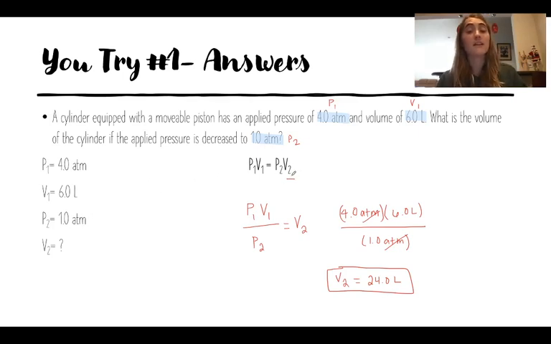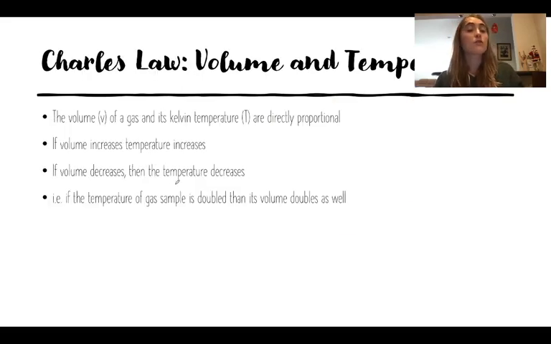This time I'm isolating V2 though, not P2. So I rearrange in the exact same way. So V2 is alone on the right side of the equation, and I replug these numbers in. Again, notice that there are units on every single step of this, where my new V2 works out to 24.0 liters. Okay. Now, we just learned Boyle's law.